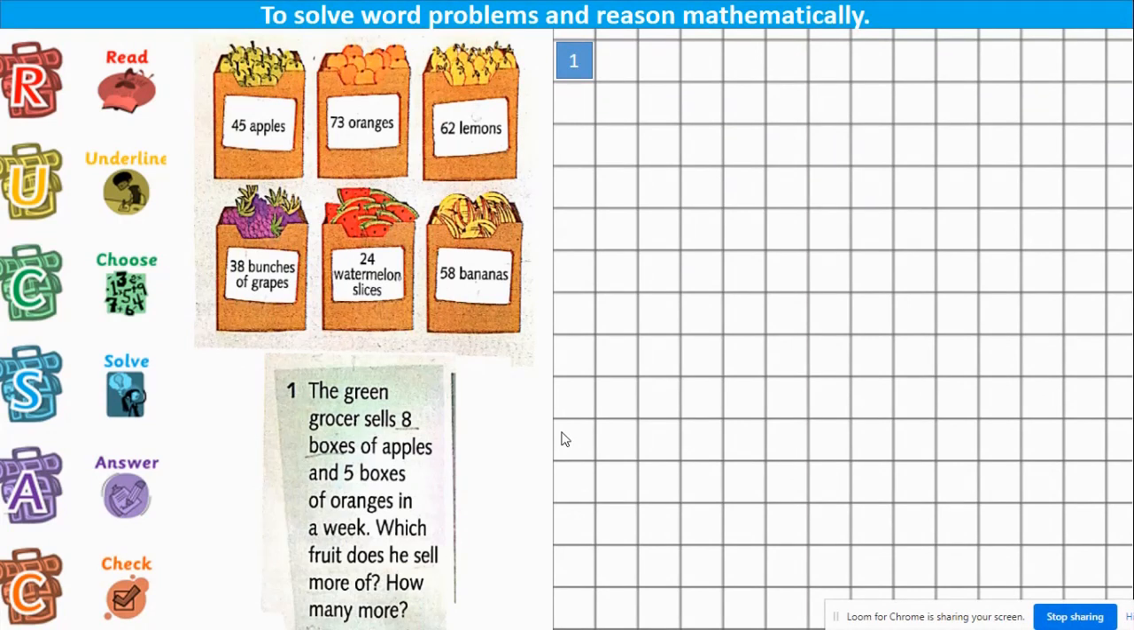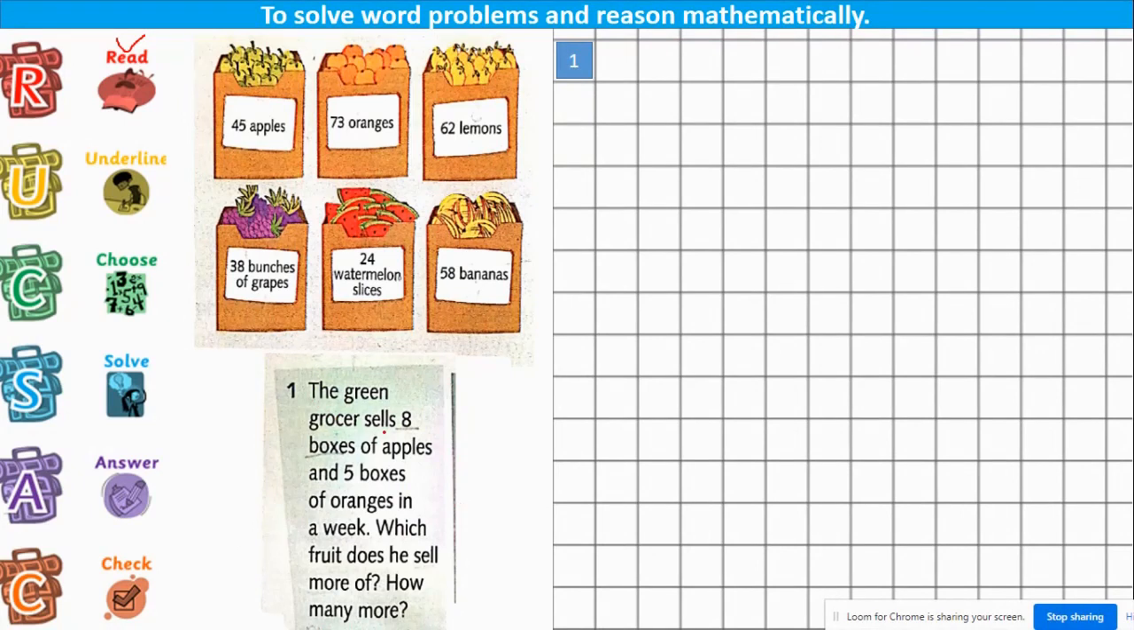I will just show you one sum over here using the rucksack strategy of solving word problems, after which you can go ahead and solve the word problems which are given on the next screen. Okay, so let's go ahead. First one is read. So let's read the word problem first.